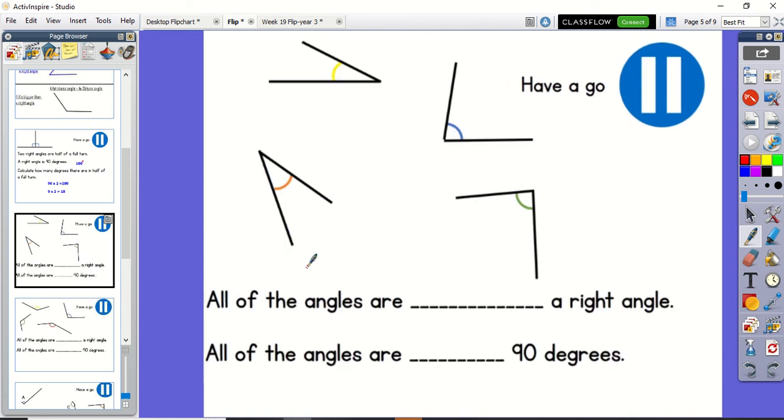Now then, here I've got 4 angles. I want to know all of these angles are what than a right angle, and they are all what than 90 degrees. Have a go. And welcome back after the pause.